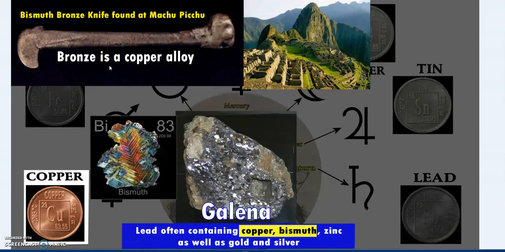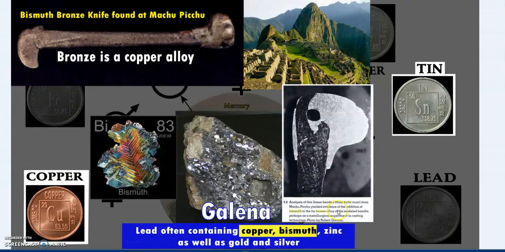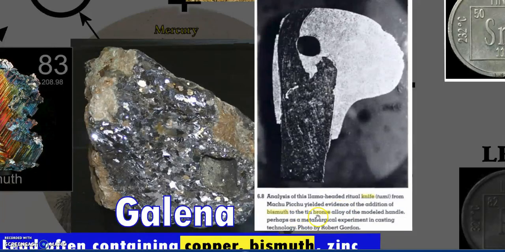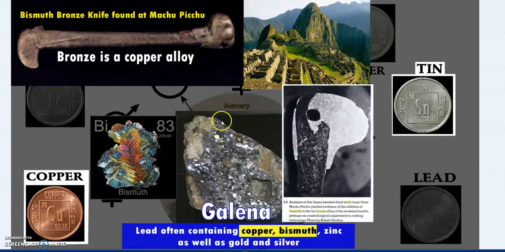Bronze is just a copper alloy. There is no pure metal like an element called bronze. It's just a copper alloy, and this is a bismuth bronze knife here in Machu Picchu. If you make a copper alloy, it's harder than pure copper. Bismuth and tin bronze. So traditional bronze is 10 parts copper, one part tin.